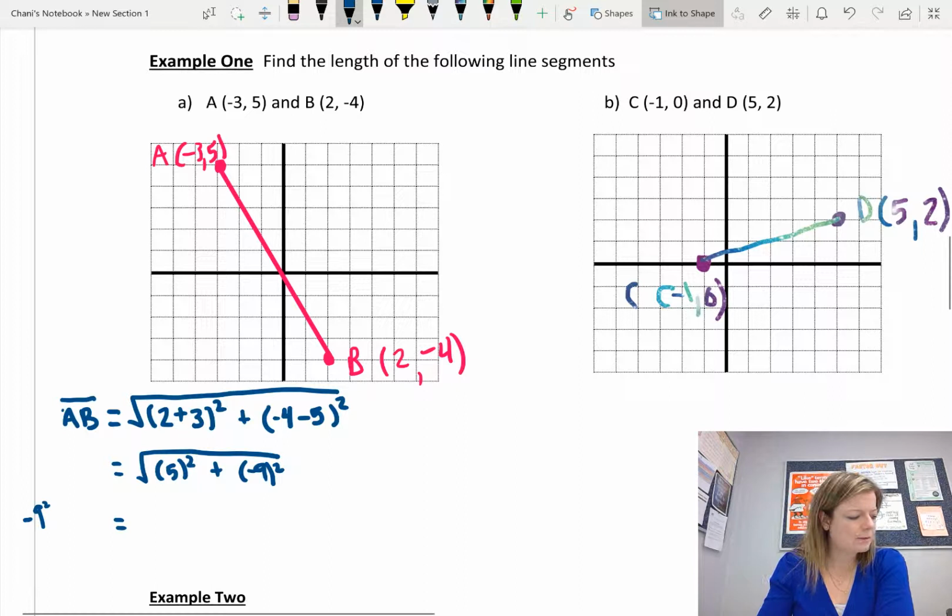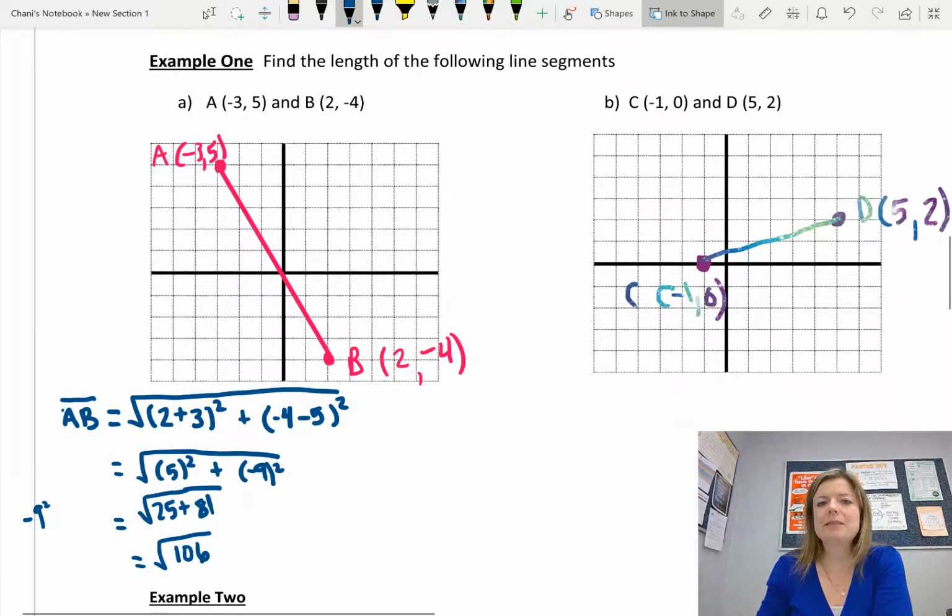So now you get the square root of 25 plus 81. Make sure you extend that. And this gives you the square root of 106. And again, we'll leave it as an exact value. Okay. I would like you to try this one on your own. So please pause the video and see if you can get the square root of 40 for this one. And then I'll do it for you.